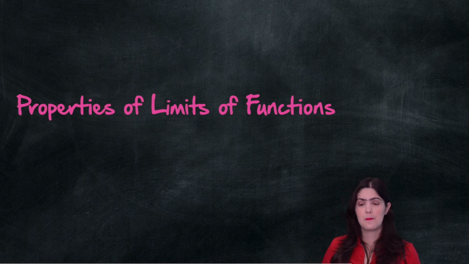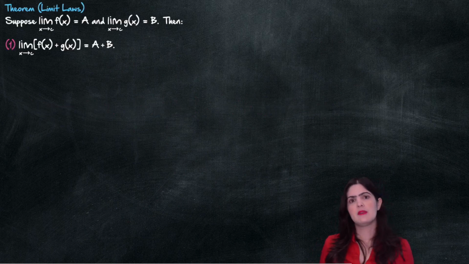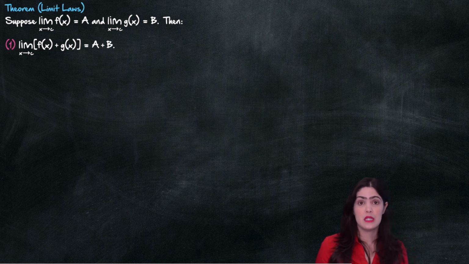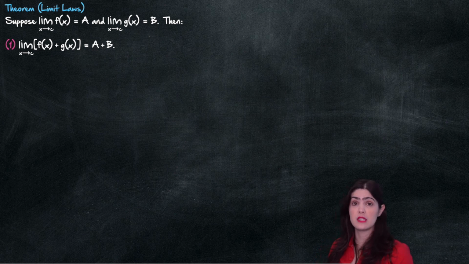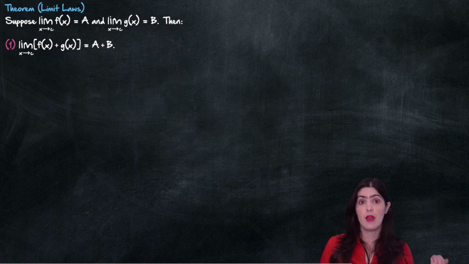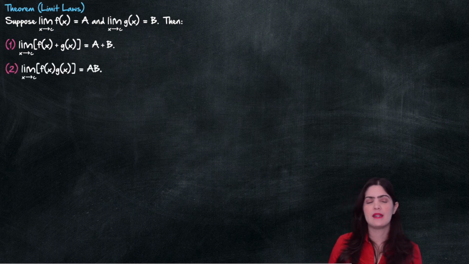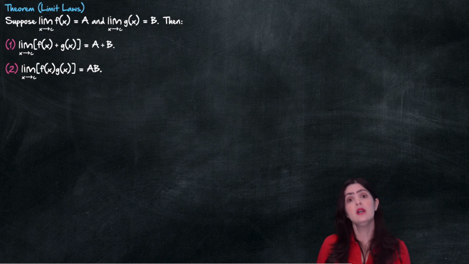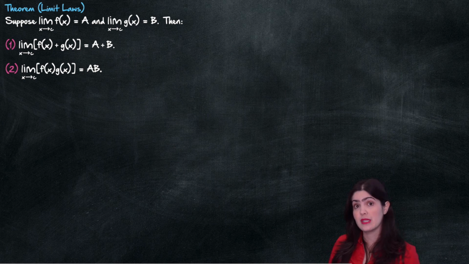So let's get started. The limit laws tell me that if I know that the limit as x approaches c of f of x is equal to a, and the limit as x approaches c of g of x is equal to b, then first we have that the limit as x approaches c of f of x plus g of x is equal to a plus b. That is, the limit of the sum is the sum of the limits if both limits exist. Then we have that the limit as x approaches c of f of x times g of x is a times b, so that means that the limit of the products is the product of the limits, again, if both limits exist.